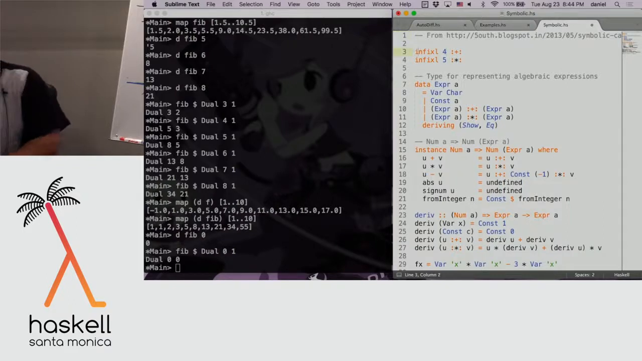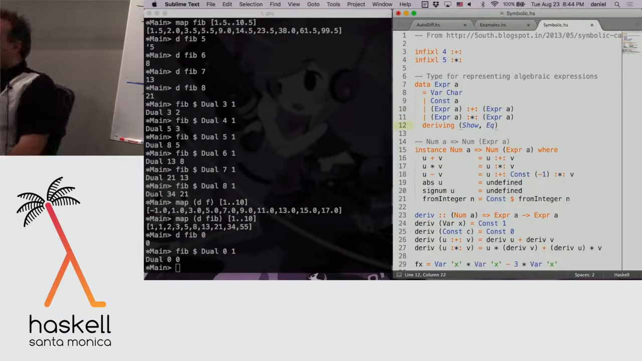Okay, we're going to define some infix operations, plus and times. We are going to make a type for representing algebraic expressions. So data Expr a, an algebraic expression of a, is either a Var that holds a Char, or a Const, which holds an a, or it's Plus of two Exprs, or it's Times of two Exprs.